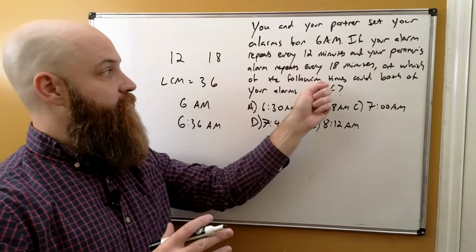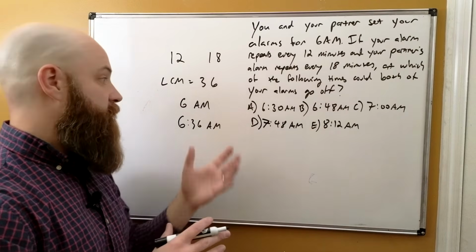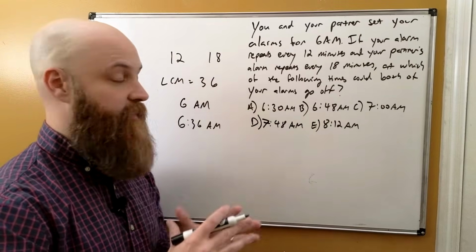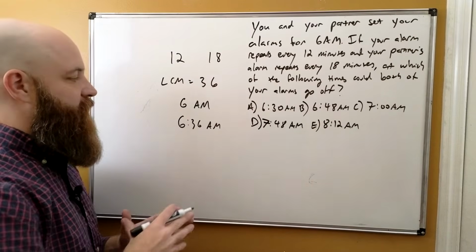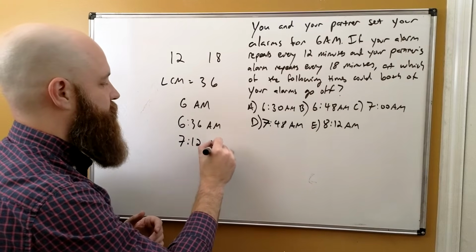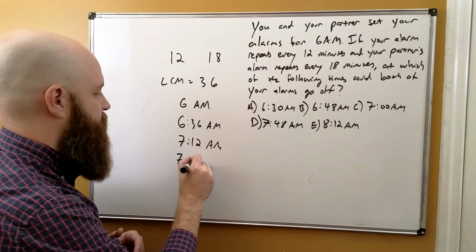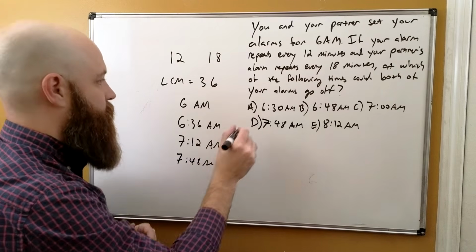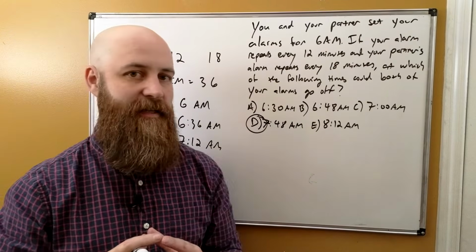They're just saying, which of the following times is one where they could both go off, okay? So they could both go off at 6:36, but there could be other times too. Every 36 minutes, they're both going to go off. So what's 36 minutes after 6:36? That would be another time they'd both go off, 7:12. That's not there, no big deal. I'll just add 36 again, 7:48. Oh, and there it is. D is 7:48. So the correct answer on this one is D.